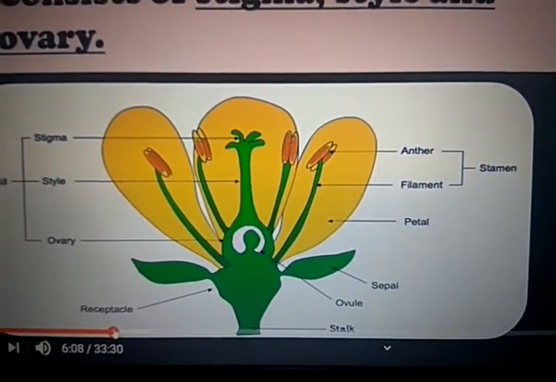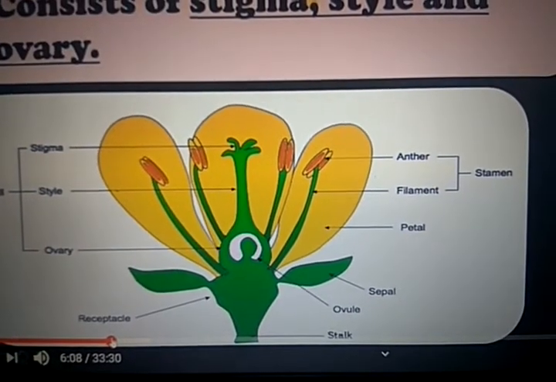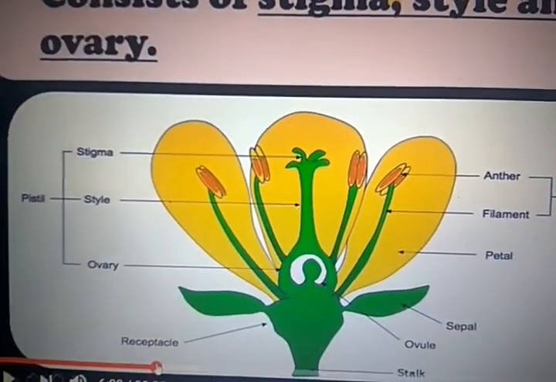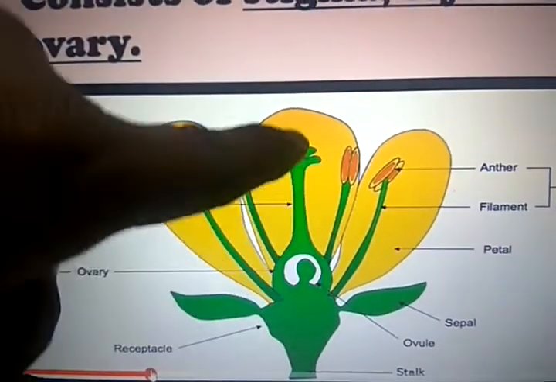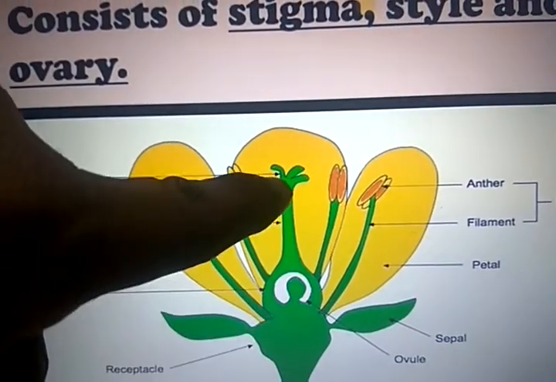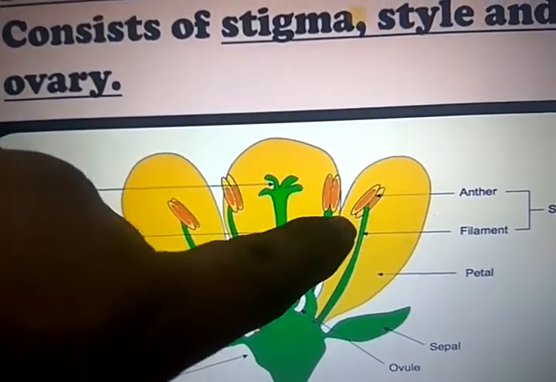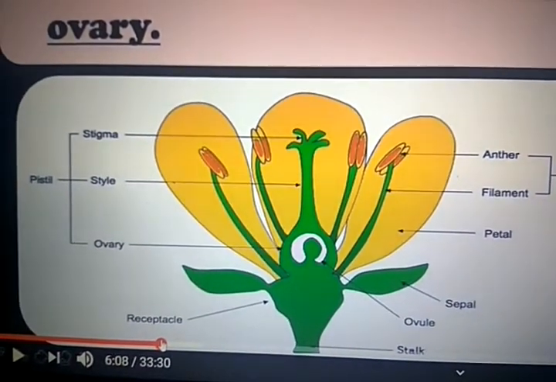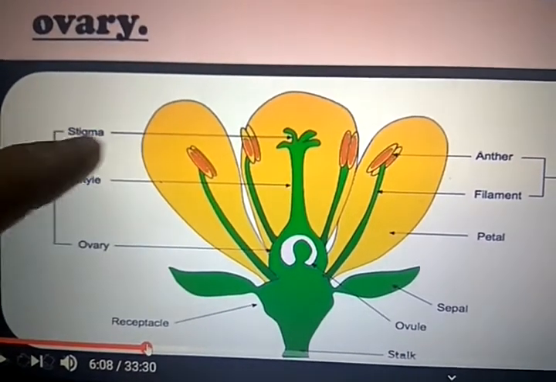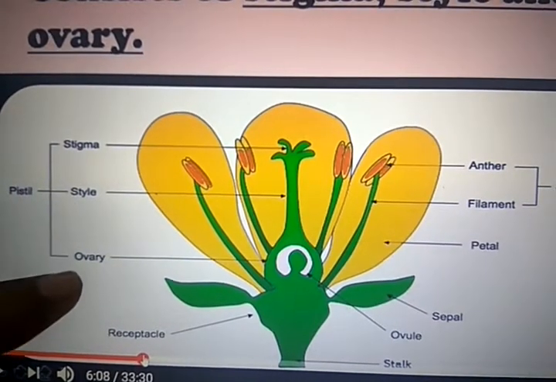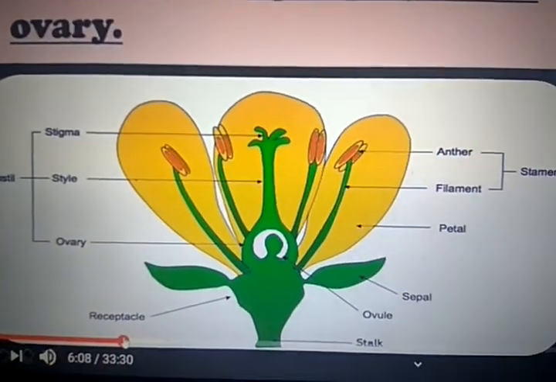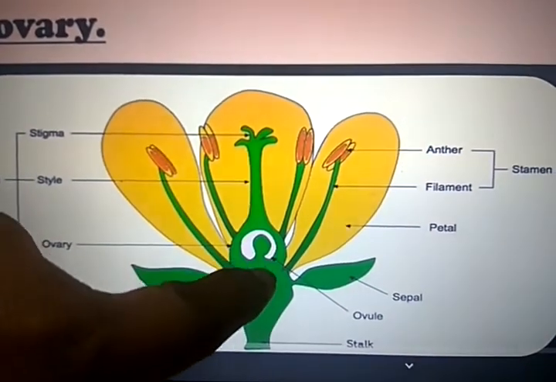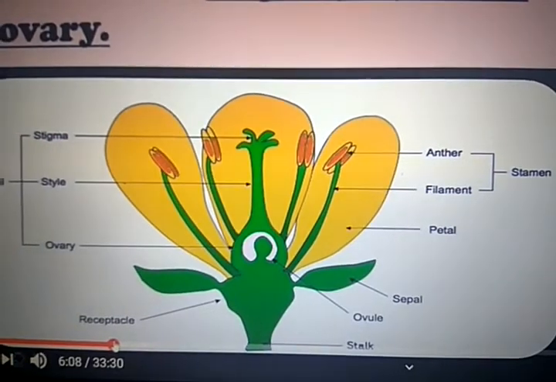And the stamen consists of which structures? Anther and filament. While this pistil part, this is the pistil part, the female part, correct? And these 1, 2, 3 and 4 are the male part of the flower. This pistil consists of how many subparts? Stigma, style, ovary. Okay. In the ovary you can find ovules. Okay.